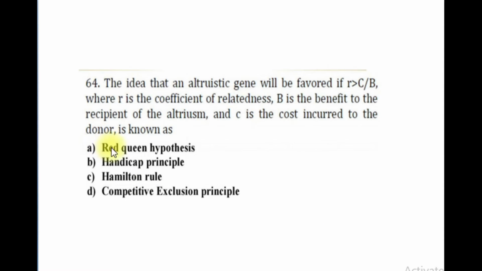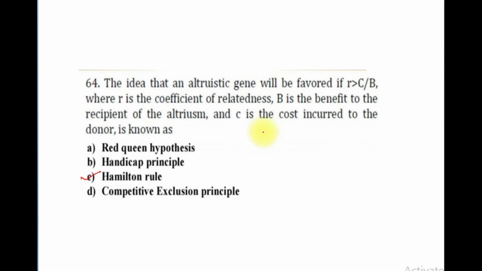Here this is a question of Hamilton's rule. Now let us see what it is asking. The idea that an altruistic gene will be favored if R is greater than C by B, where R is the coefficient of relatedness, B is a benefit to the recipient of the altruism, and C is a cost incurred to the donor, is known as. Here the answer will be option number C, that is Hamilton's rule.